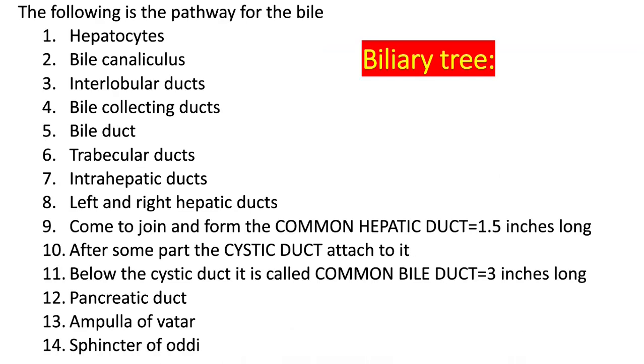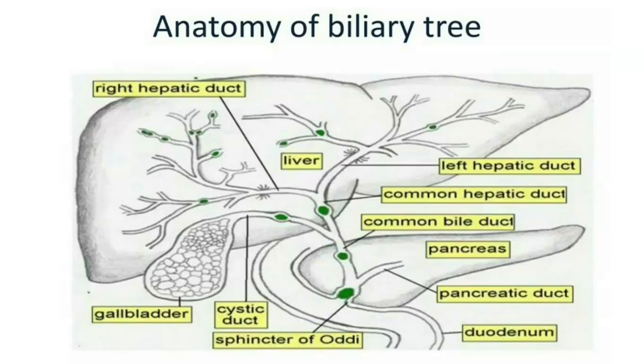Next, we will discuss the biliary tree. The following is the pathway for the bile: the hepatocyte, then bile canaliculi, interlobular duct, bile collecting duct, trabecular ducts, interhepatic ducts, and the left and right hepatic ducts come to join and form the common hepatic duct, around 1.5 inches long, and after some part the cystic duct attaches to it. Below the cystic duct, it is called the common bile duct, which is actually 3 inches long, then the pancreatic duct, and finally the ampulla of Vater, which opens into the sphincter of Oddi.